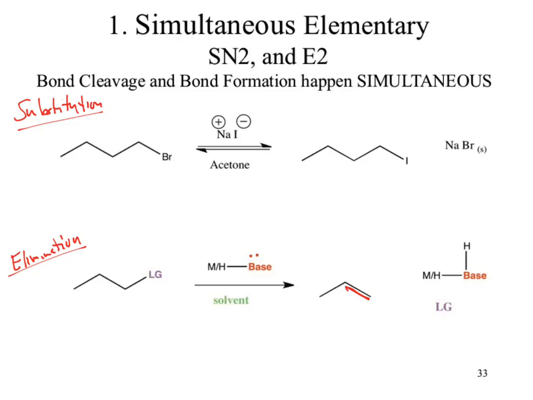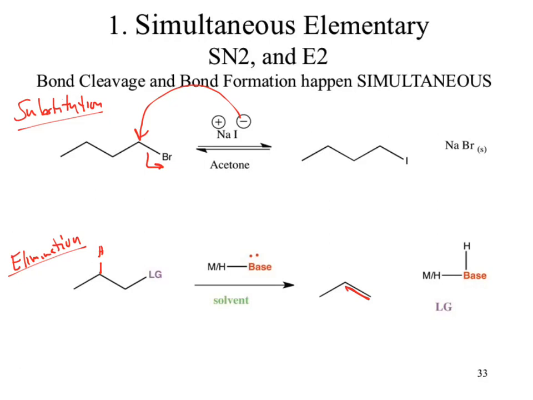Okay? What is our mechanism for the substitution? Well, here we're saying SN2. Okay? In the SN2, we're doing everything at the same time. Bond cleavage, bond formation happens simultaneously. That means that iodine must come in and attack to form the bond to the carbon at the same time as the bromine leaves. Bond formation and bond breaking have to happen at the same time for the elimination.